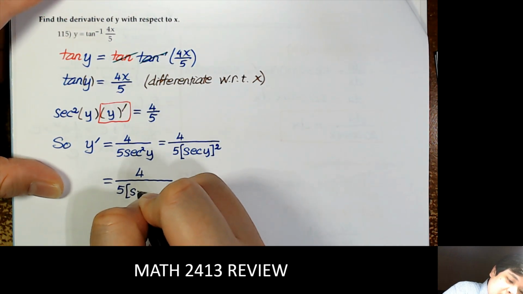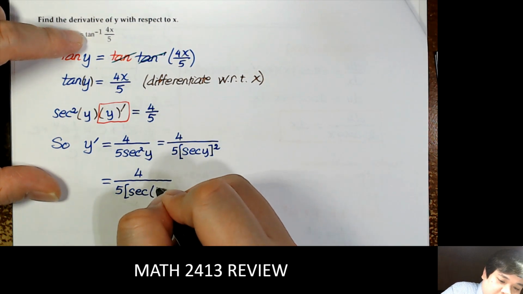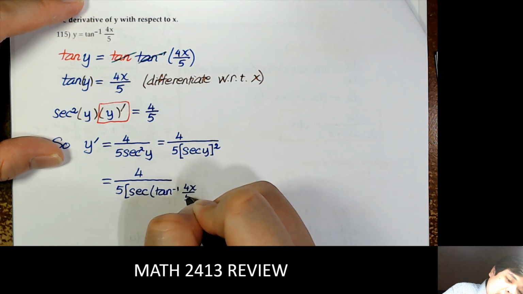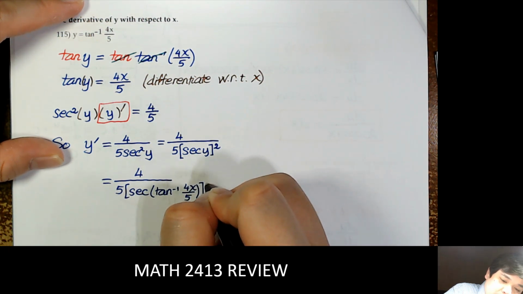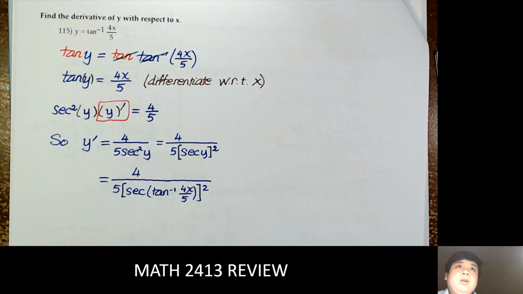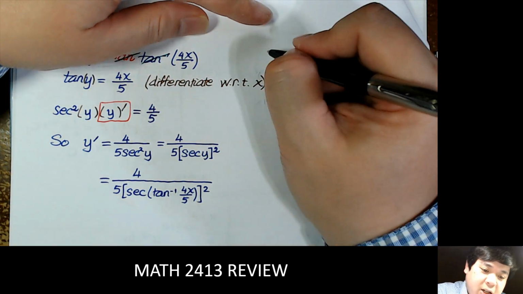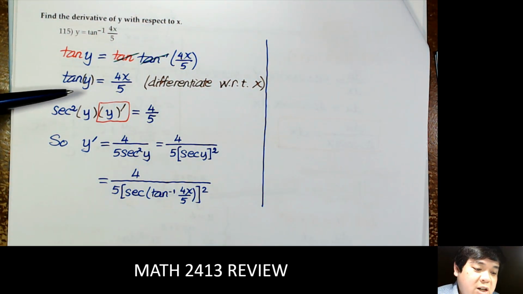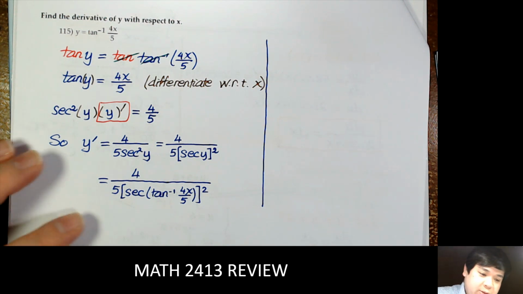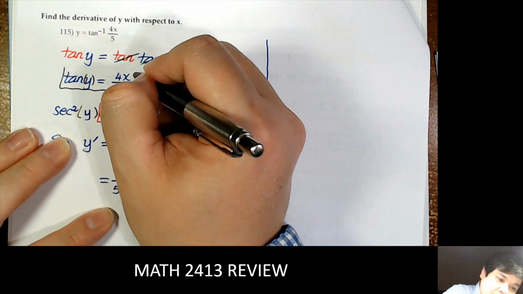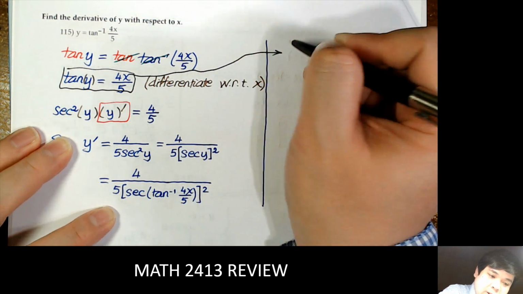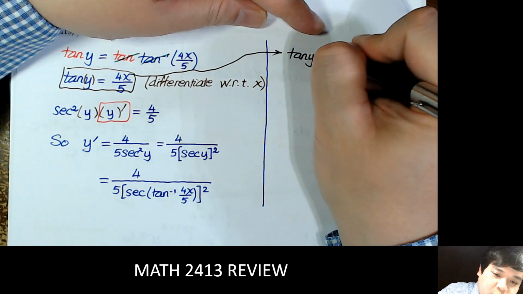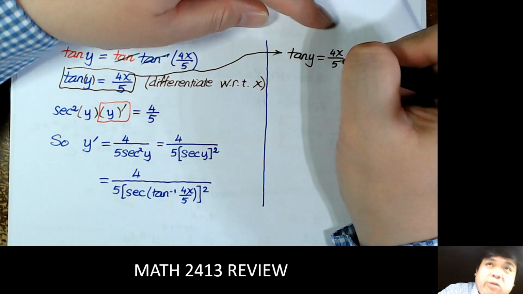Finally, y is that. So we have secant of tangent inverse of 4x over 5 square. Now we just need to simplify the inside of the bracket there. Now we have tangent of y equal to 4x over 5. We will continue from here. Let's rewrite that again. Tangent of y is 4x over 5.